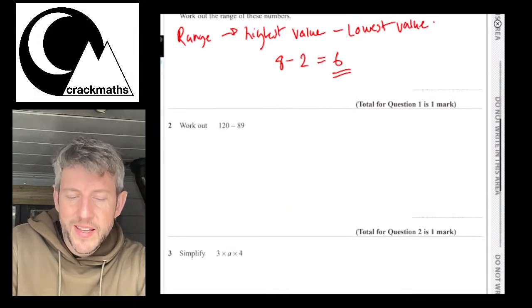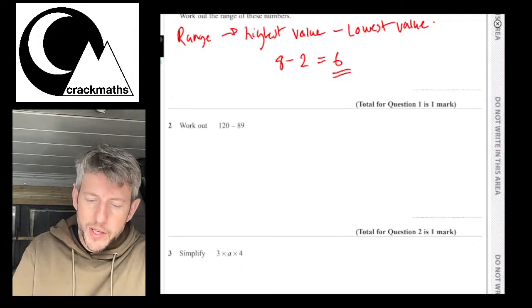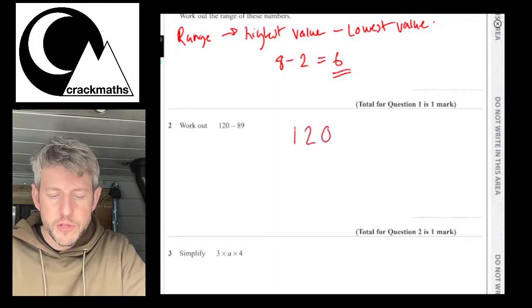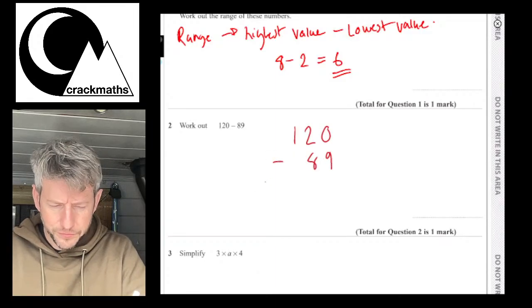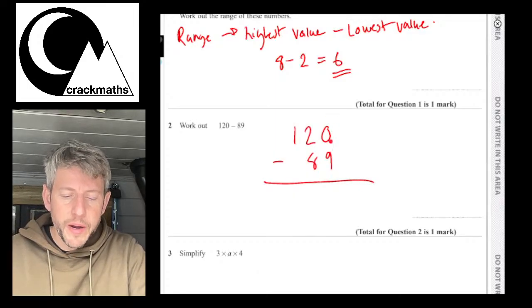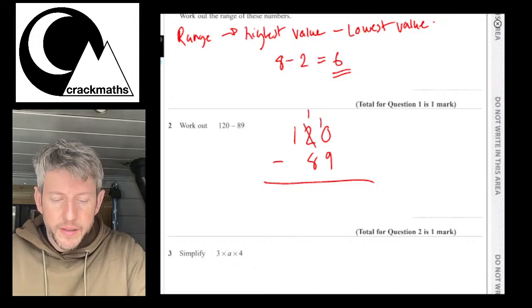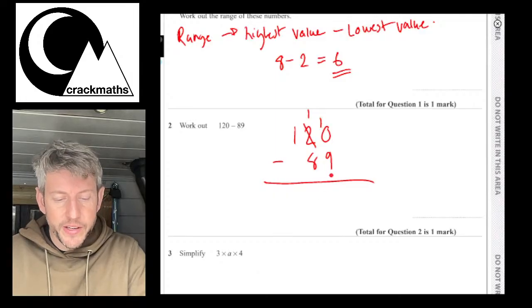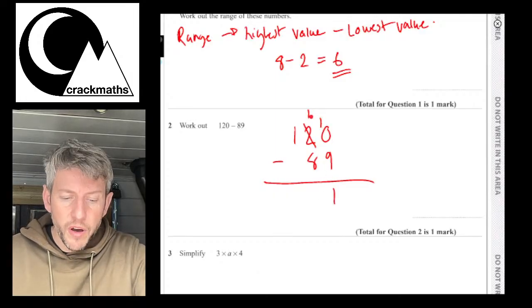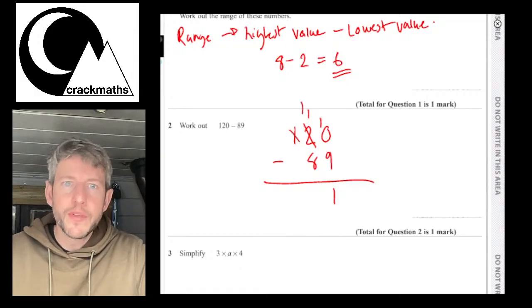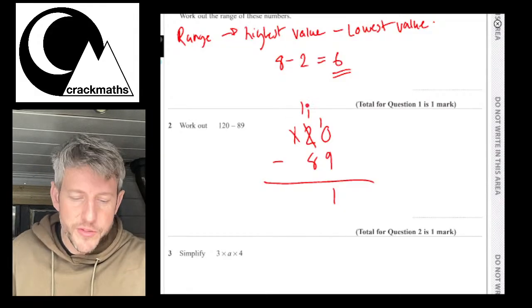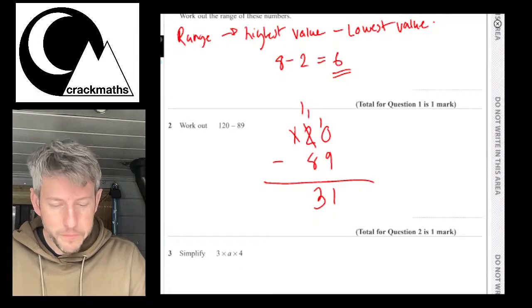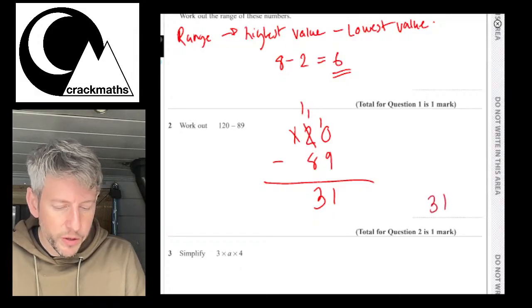This next question says, work out 120 take away 89. I am going to do that with the column method. So we've got 120, and we're taking away 89. We can't take 9 away from 0, so we borrow 1 from here. So this is now like 110 plus 10, which is 120. So I'm going to do 10 take away 9, which is 1. And then we can't do 1 take away 8, so I'm going to have to borrow this 1 and put this up here. So now I'm going to do 11 take away 8, which is 3. So work out 120 take away 89, and the answer is 31.